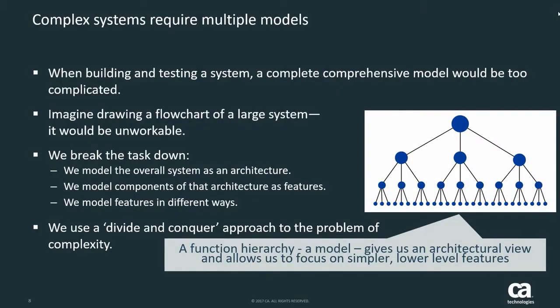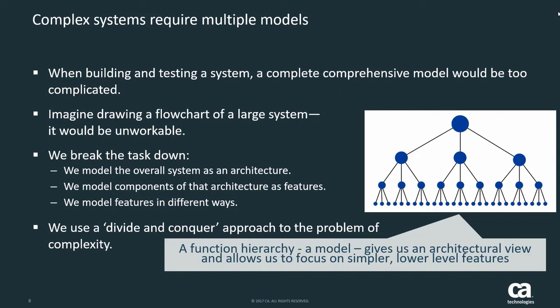Now it could be in a complete system that you could model the complete system in one model. When we build and test a complete system, to create a model of the entirety of a system would be certainly too cumbersome and complicated and very difficult to manage and understand, I should think. So if you imagine drawing a flowchart of a large application with 1 million lines of code, it would look just horrendous. It would be so huge you'd never get your head around it. No one person could understand this thing.